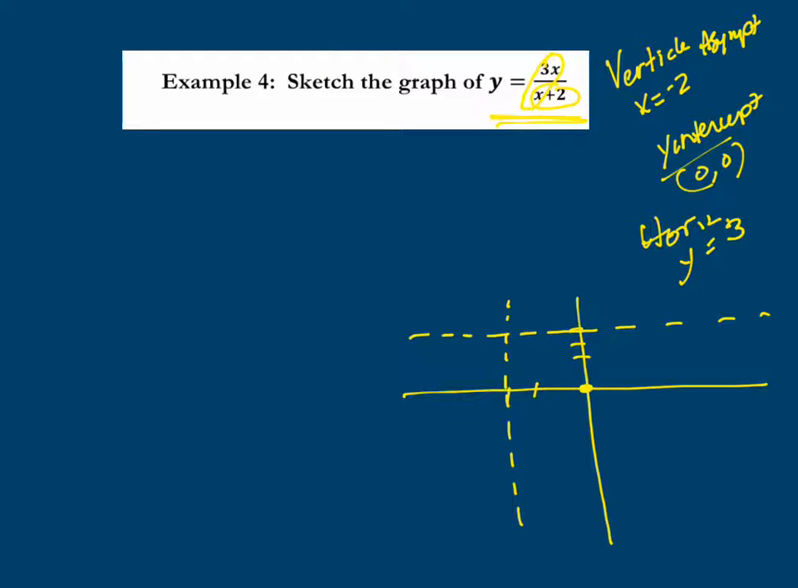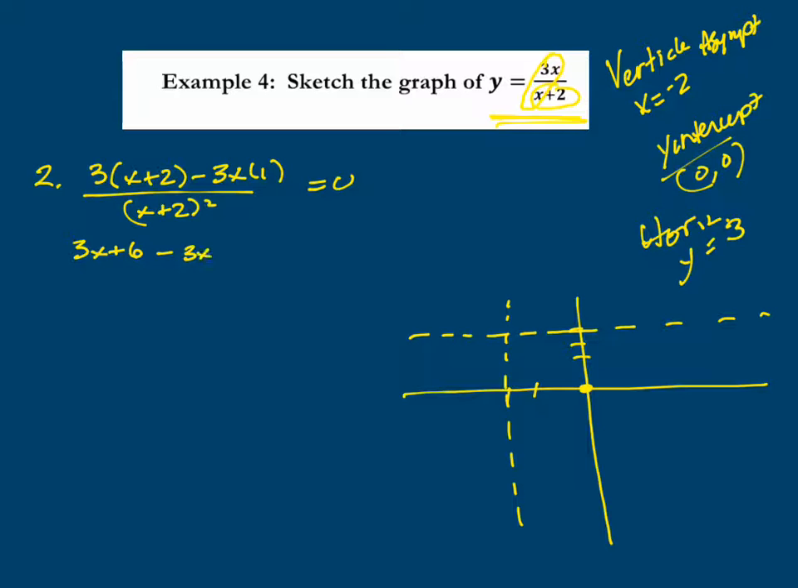And now we're going to take the first derivative. So part 2, that would be 3 times (x plus 2) minus 3x times 1, over (x plus 2) quantity squared. We set that equal to 0. So all we have is 3x plus 6 minus 3x, so I have 6 over (x plus 2) quantity squared equals 0.